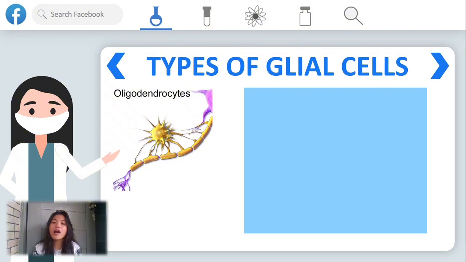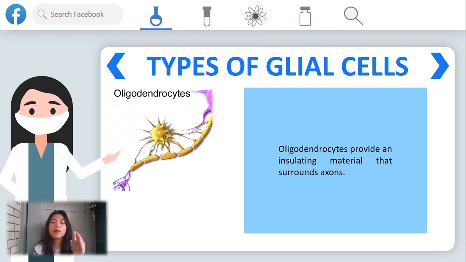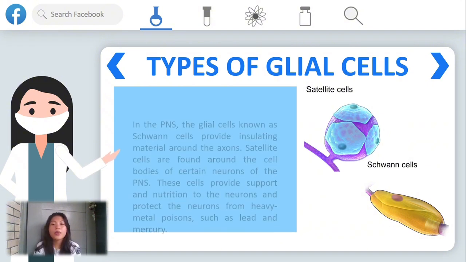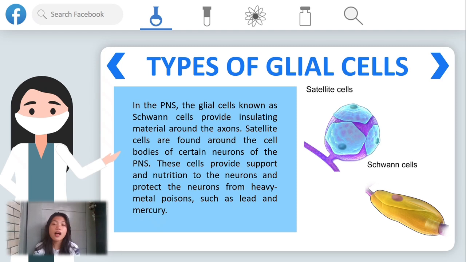Then we have oligodendrocytes. Oligodendrocytes provide an insulating material that surrounds axons, called the myelin sheath. Next are the satellite cells and the Schwann cells. In the PNS, the glial cells known as the Schwann cells have the same characteristics as the oligodendrocytes from the CNS, because they also provide insulating material around the axon called the myelin sheath.